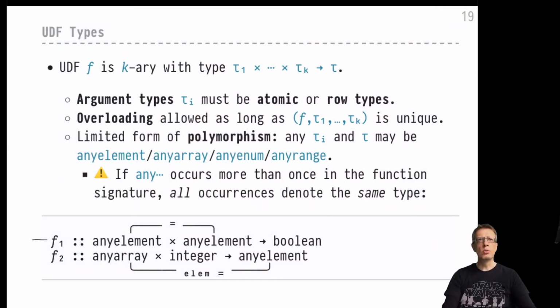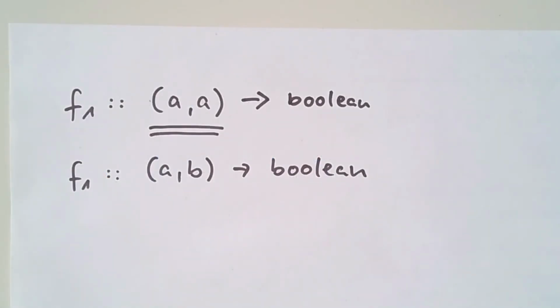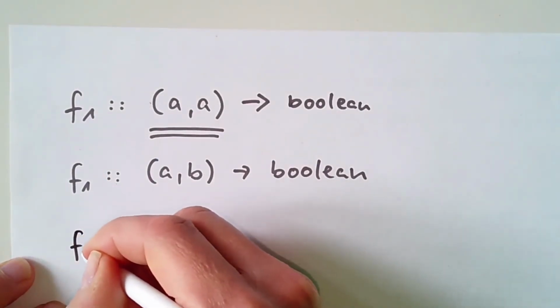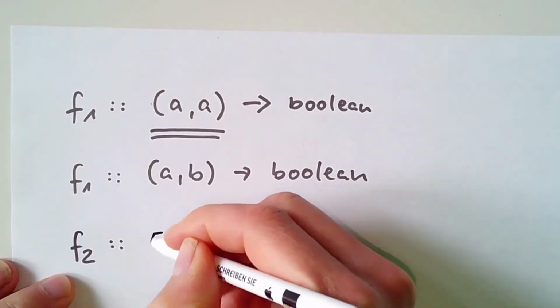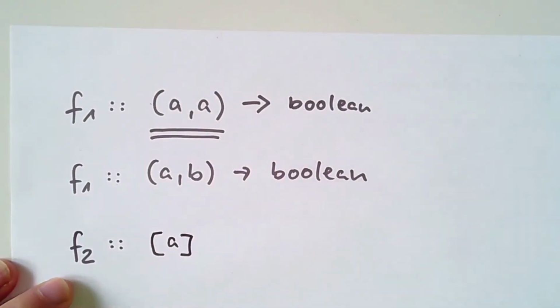Okay, what about f2? f2 promises that it can consume any array and an integer, and then produce any element. And again, the same caveat applies. The element type of this array has to be the same type as the return type of this function f2. So switching back to our sheet of paper here, this would be the function f2 in Haskell notation. We don't have arrays here, let's talk about lists. So f2 accepts a list of some element type.